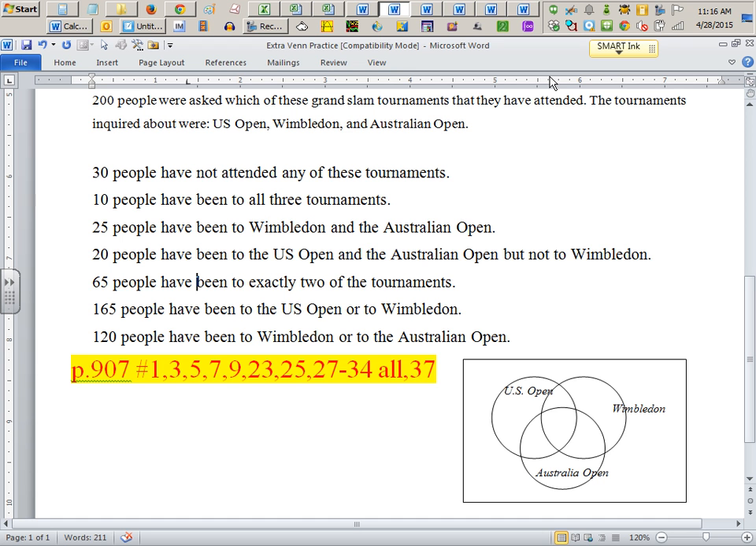So the goal is to fill in a number in each of these little compartments, including outside here, those who've never been to a tournament. You're going to do this on a piece of paper, and you're going to bring it to my desk and show it to me. If you get the solution right, you can start your homework, which is page 907. If not, back to the drawing board.